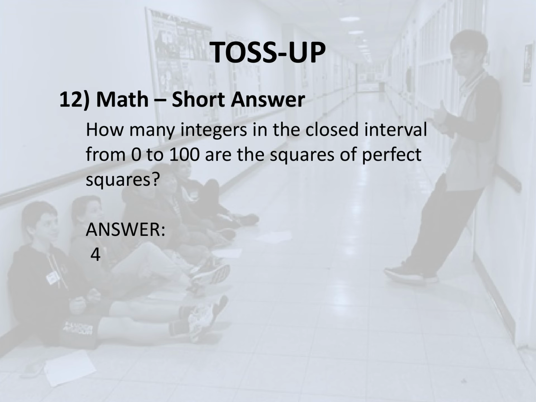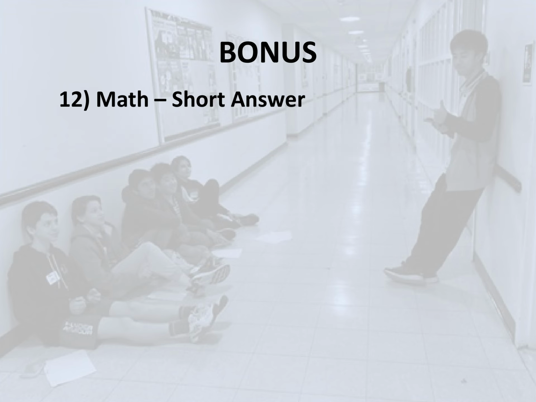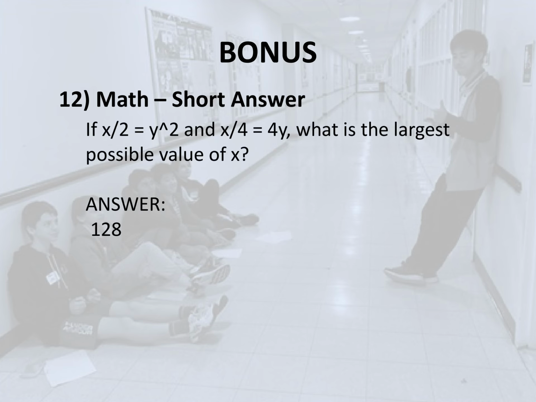Answer, 4. Bonus, 12. Math, short answer. If x over 2 equals y squared and x over 4 equals 4y, what is the largest possible value of x? Answer, 128.